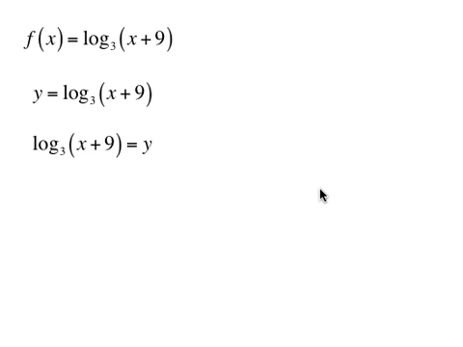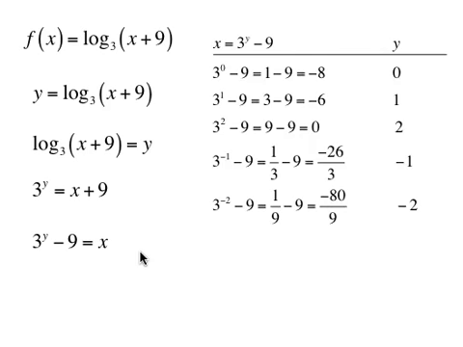Log base 3 of x plus 9 is y, so 3 to the y equals x plus 9. 3 to the y minus 9 equals x. So plug in various values of y, subtract 9 and get x. So maybe y will be 0, 1, 2, -1, -2. That's what I have. Y is 0. 3 to the 0 minus 9. 1 minus 9 is -8.